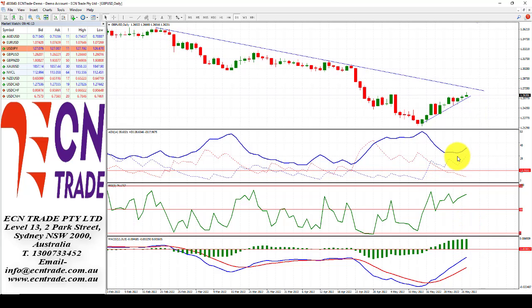Still, I like the way the market's holding to a trend from the ADX, and the rest of the indicators are still supporting an upward case. Let's see if the market can continue as we near the end of the week.